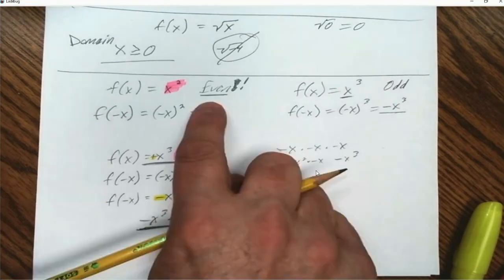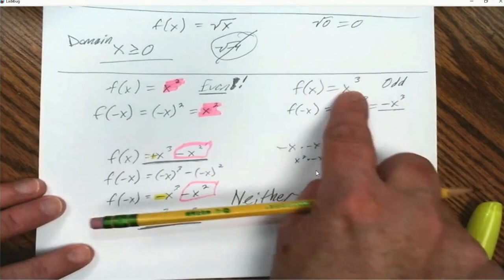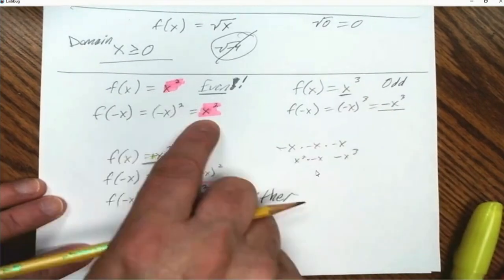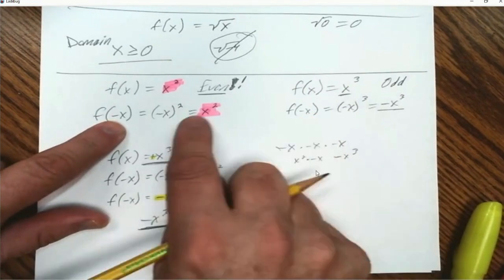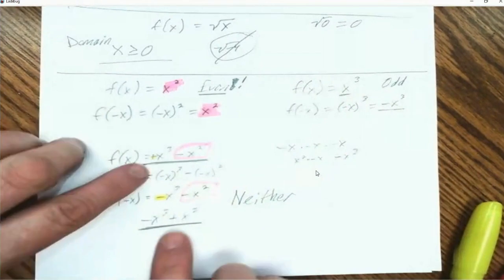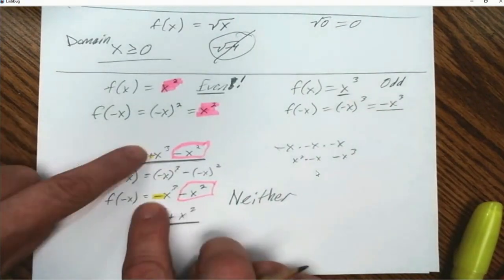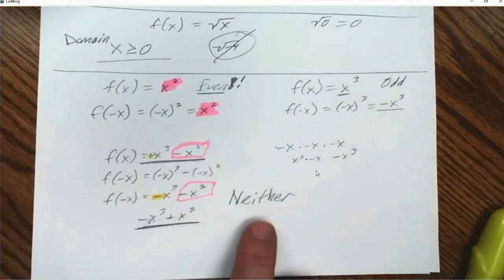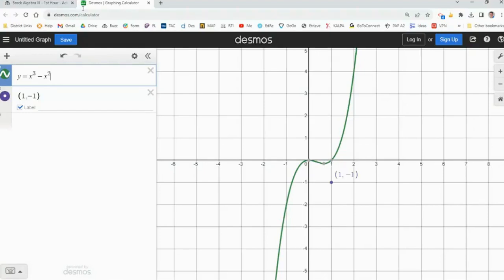So that's your three options: even, odd, or neither. Neither one. Odd has to be exactly the opposite. Even has to be exactly the same. When you substitute negative x in there, it has to be the exact same equation or the exact opposite equation. If you get something that's a combination, that's neither. Has to be distinctly even, distinctly odd.